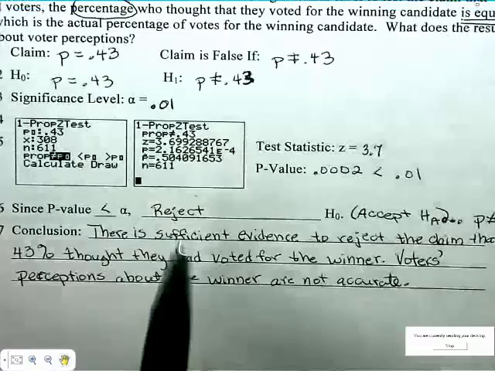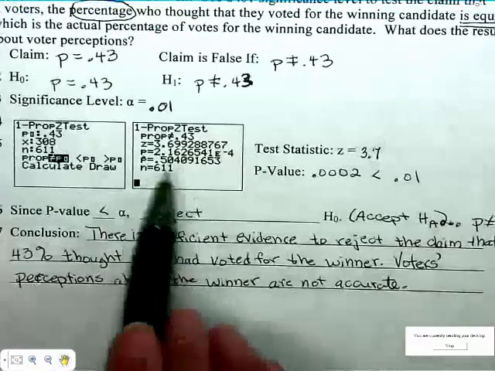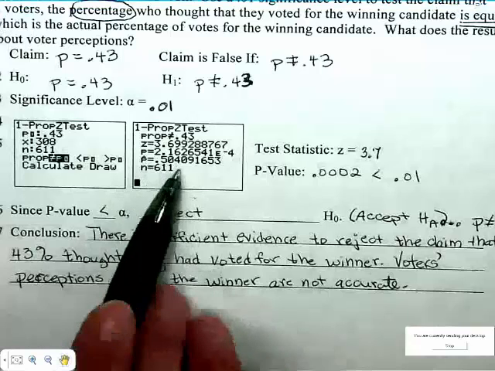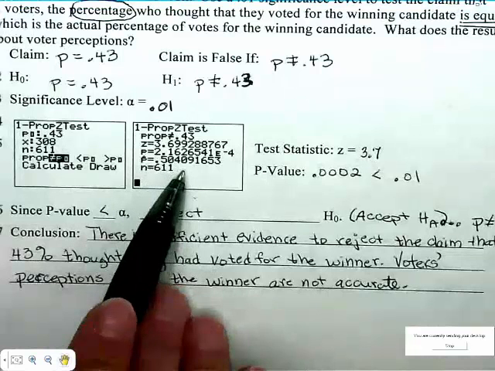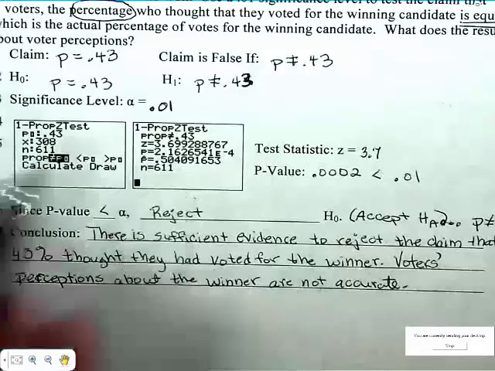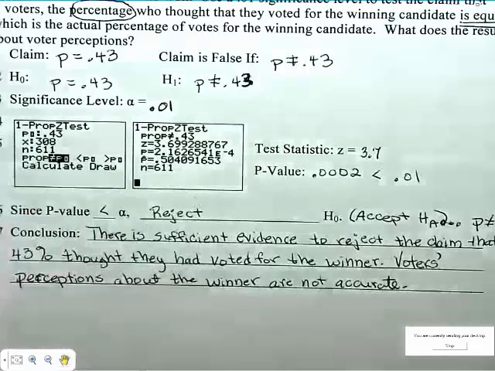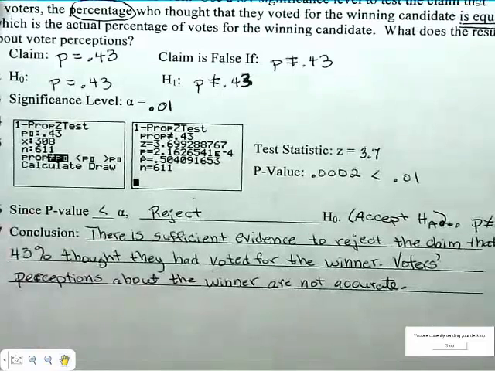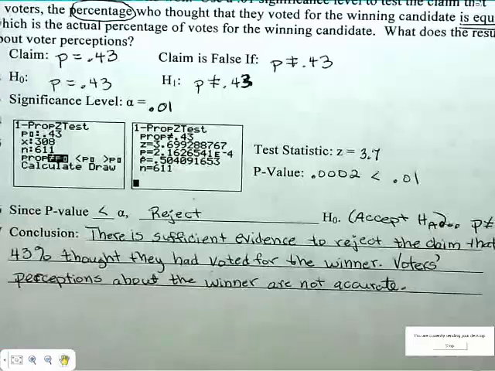See this P hat right here? P hat is 50%. That means 50% thought they voted for the winner, but actually only 43% did vote for the winner. So folks aren't good at guessing who won. Any questions?